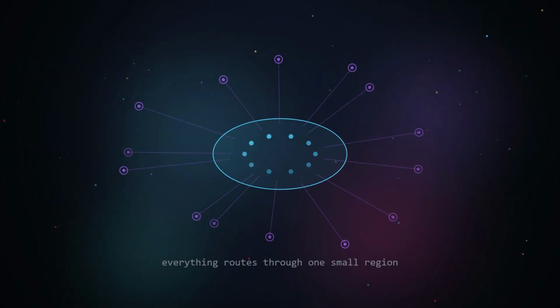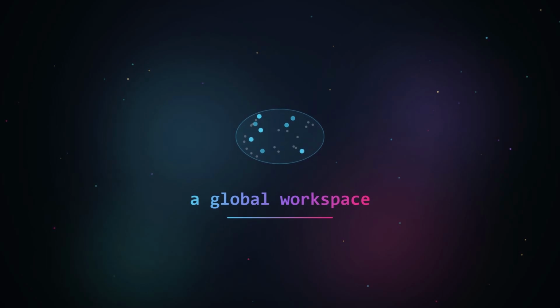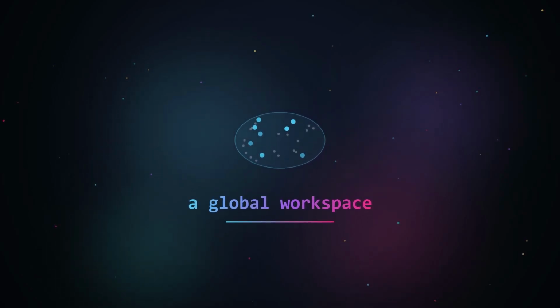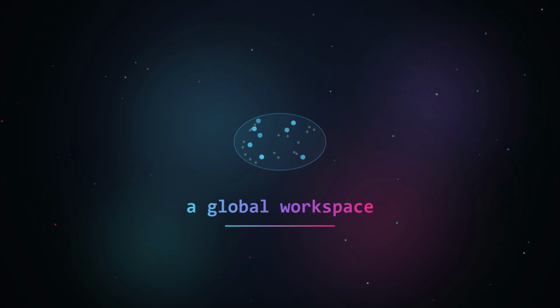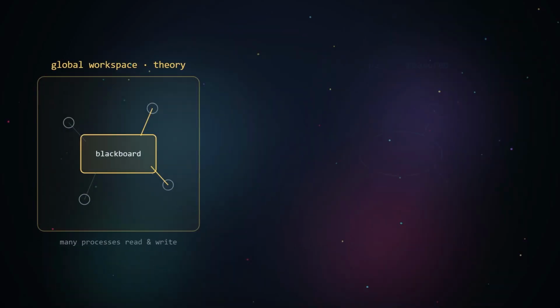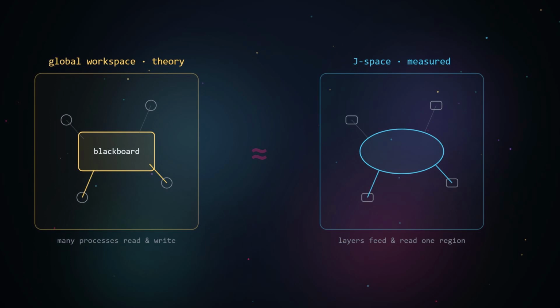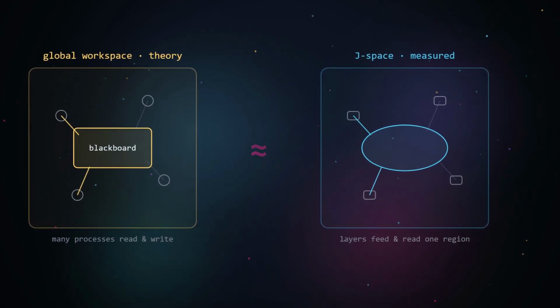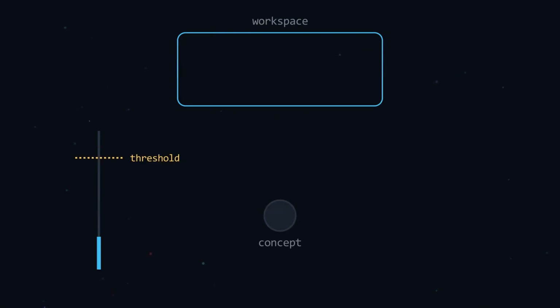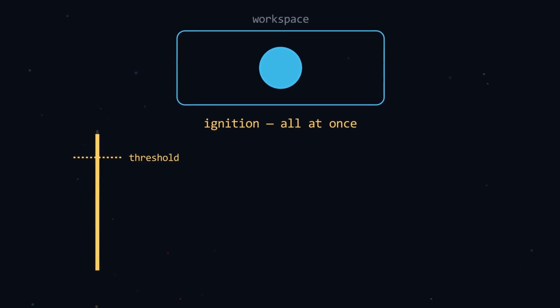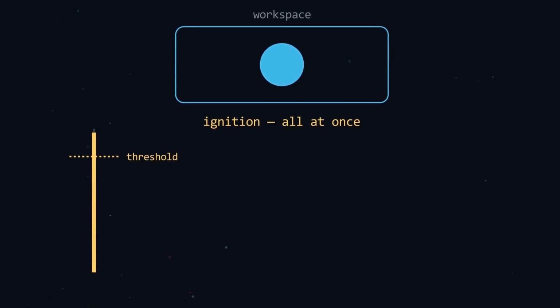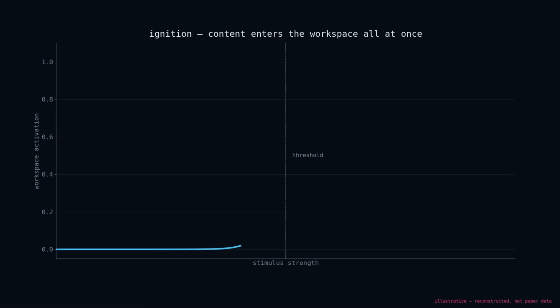In cognitive science, one leading theory says that the mind has a global workspace, a shared blackboard many processes read from and write to. The unsettling finding is that J space behaves almost exactly like that workspace. Content doesn't fade in gradually. Past the threshold, it ignites, snapping into the workspace all at once. That sharp, all or nothing jump is the signature cognitive scientists call ignition.